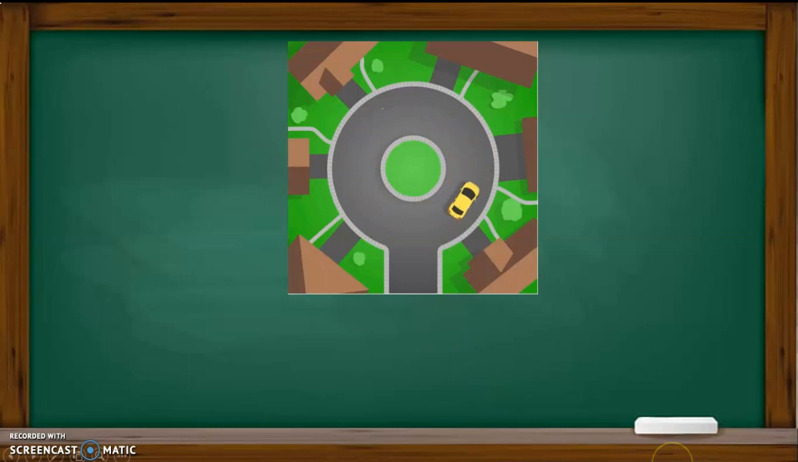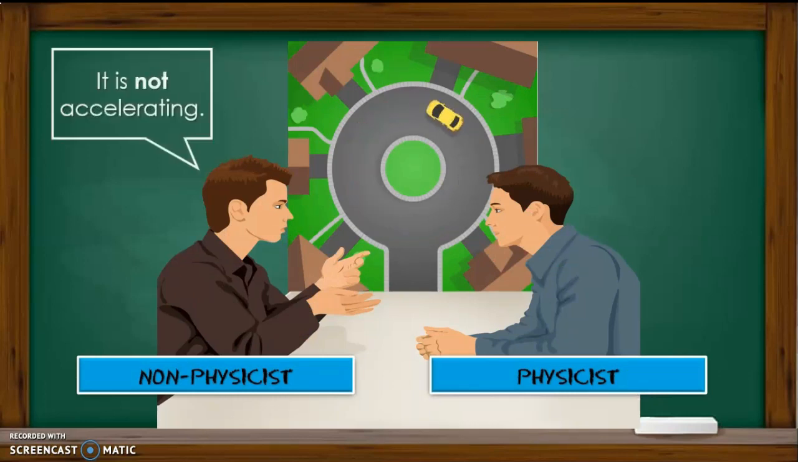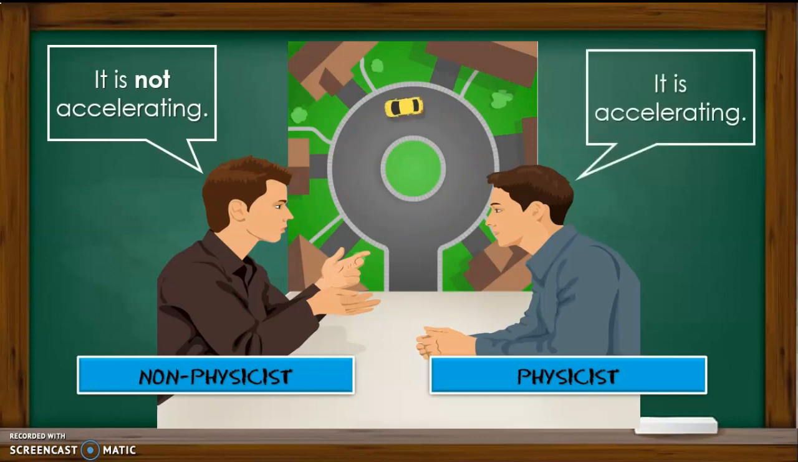This is a case where the everyday use of a word, acceleration, and its use in physics differ. A non-physicist would likely say, if a car moves around a curve at a constant speed, it is not accelerating. But a physicist would say, it most certainly is accelerating because its direction is changing. He could even point out, as we will discuss later, that a net external force is being applied on the car, so the car must be accelerating.